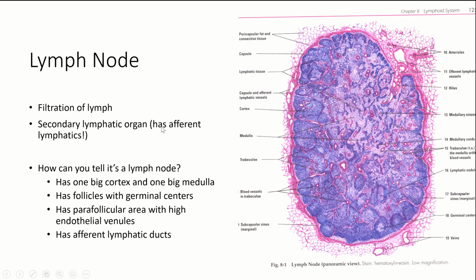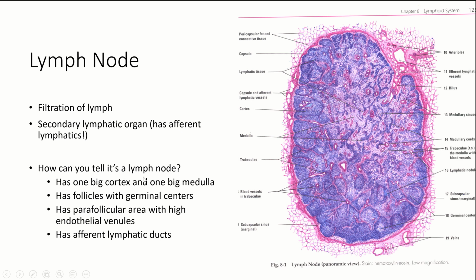Okay, and because it does rely on lymphatics for its supply of those antigens, it does have afferent lymphatics. Afferent means going towards, and efferent means going away from or exiting. So it does have lymphatics going towards and away from it, because remember, we're filtering lymph, right? We're bringing it in and letting it go out. So you will see that there are afferent lymphatics going towards the lymph node.